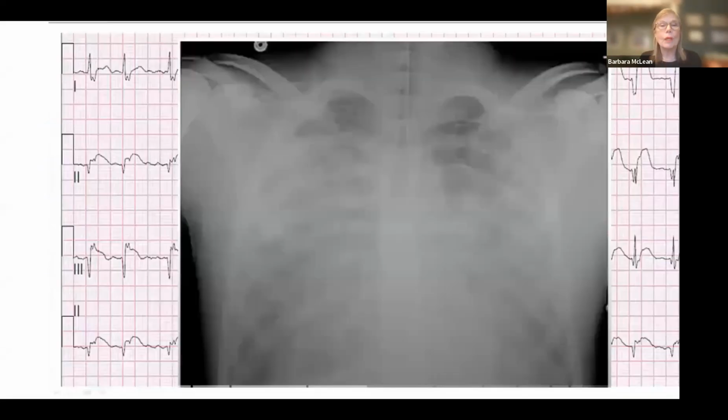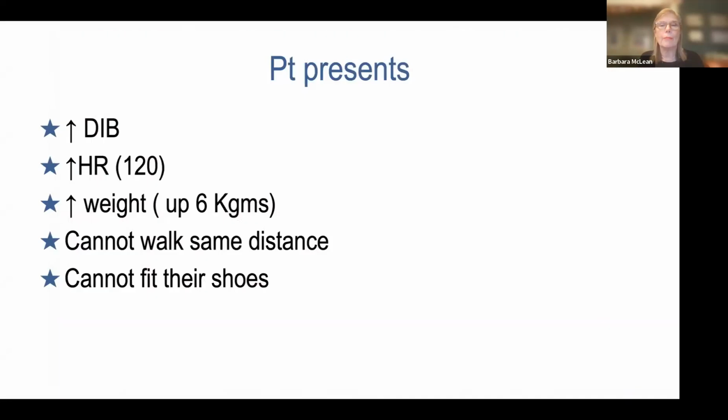And sorry, I thought I had an echocardiogram here, but I guess I don't. So our patient presentation is they have severe and abnormal difficulty in breathing. The heart rate is up to 120. Patient's weight is up 6 kilograms since the day before yesterday. And in presentation, they have said, I can't really walk any distance. I can't even walk to my mailbox. I can't walk from one room to the other to the bathroom without being short of breath and really completely fatigued.